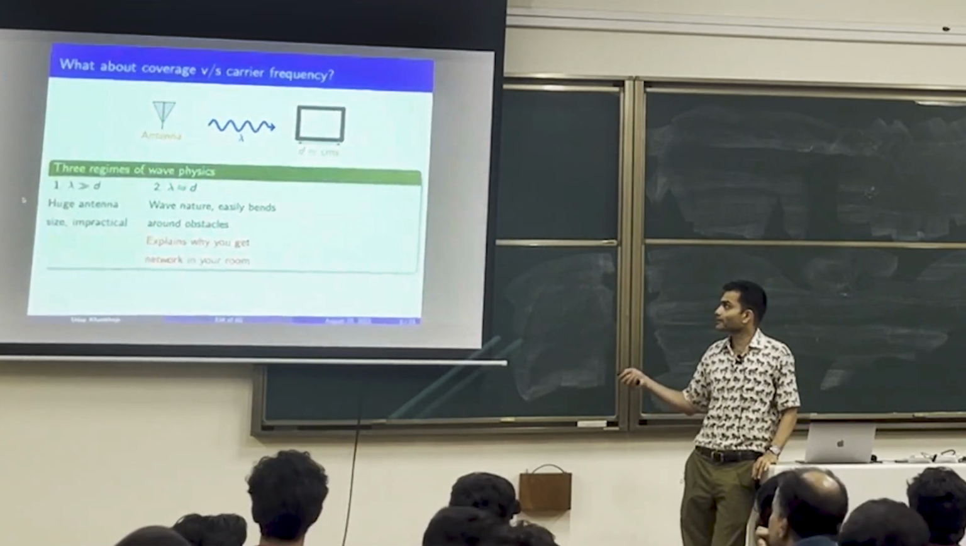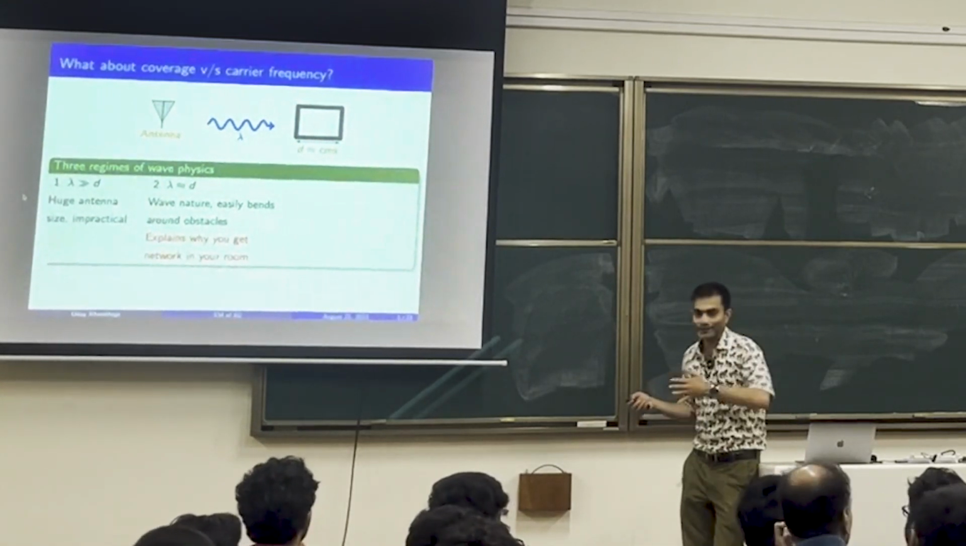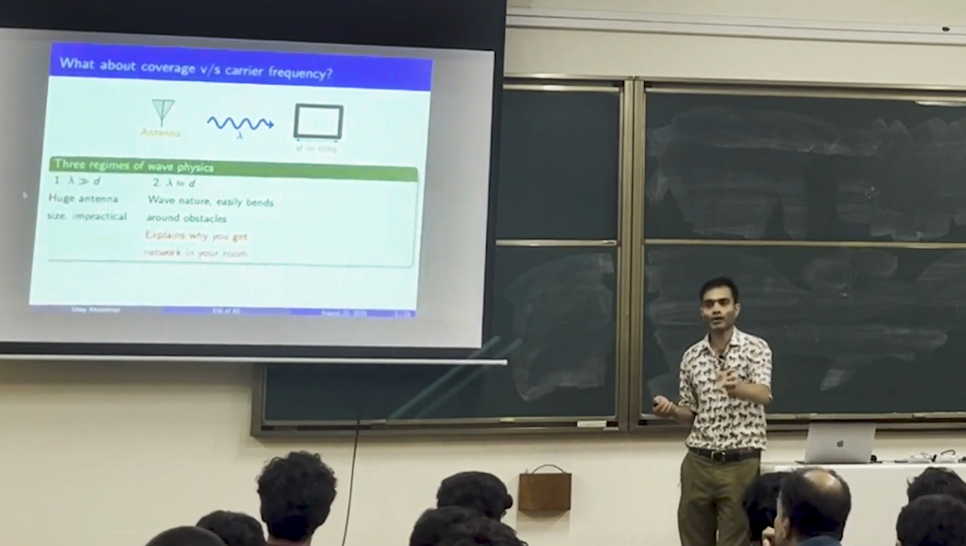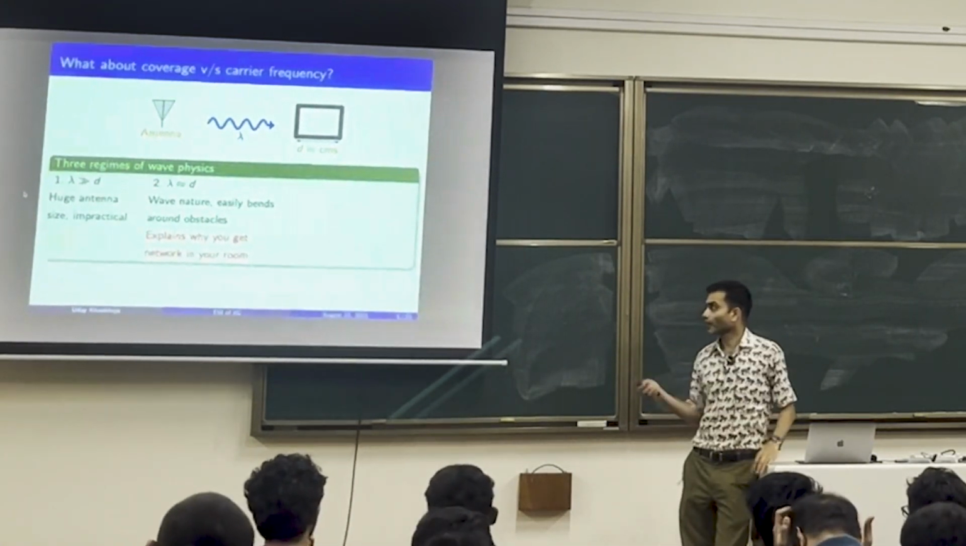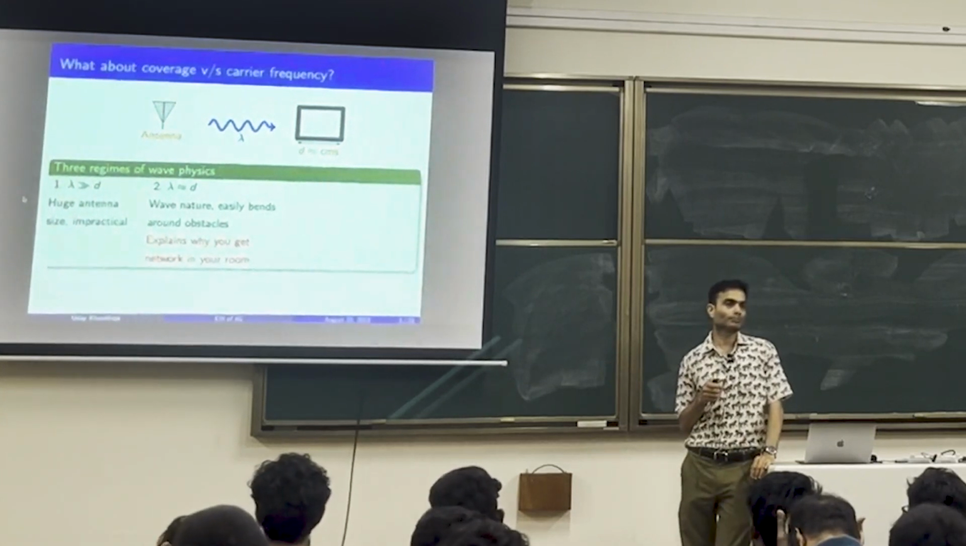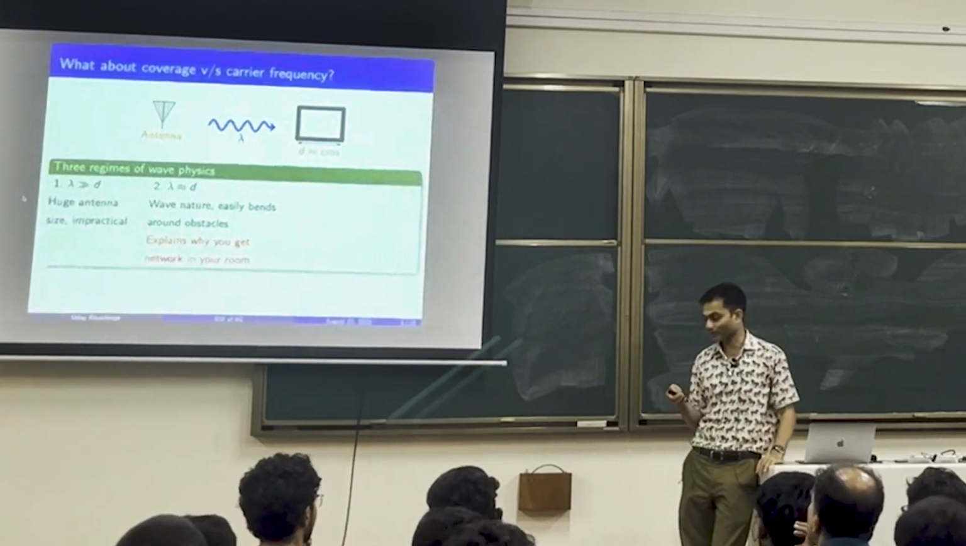So when we are in what is called the wave regime of electromagnetics, light can easily bend around obstacles without any problem. Okay, so this is the second regime. And this is why you get network in your room, right? Because a 1 gigahertz signal has no trouble simply bending around an obstacle.